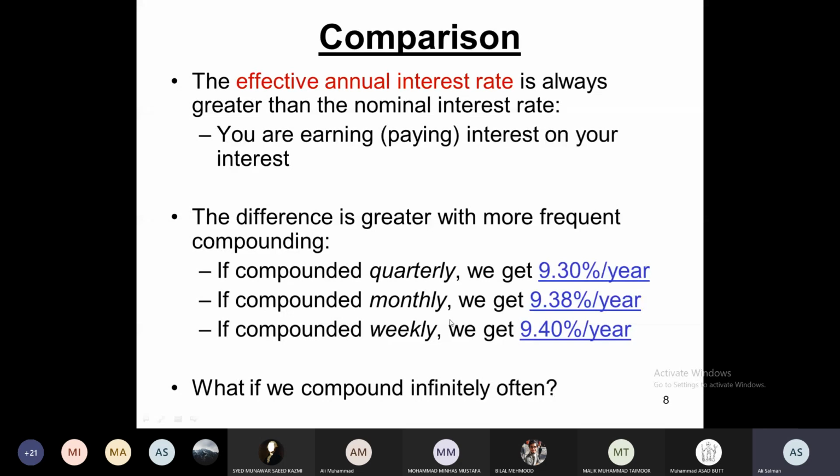In this way we can conclude that the difference is greater when there is more frequent compounding.